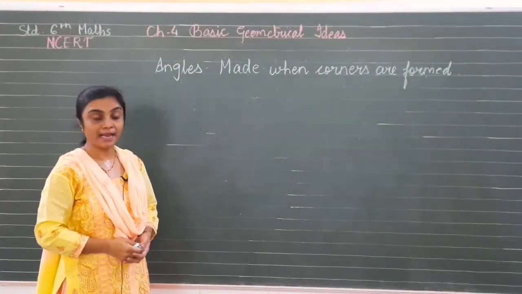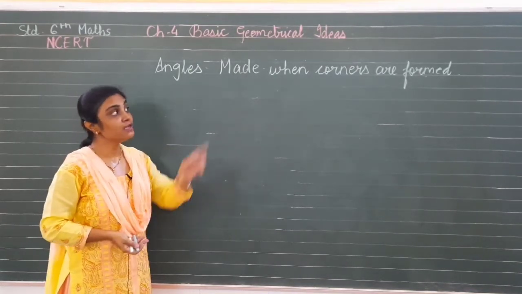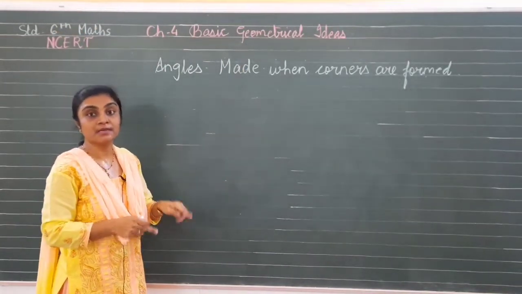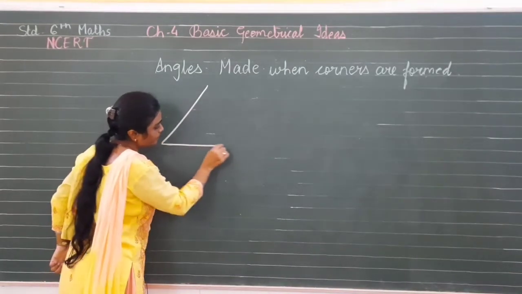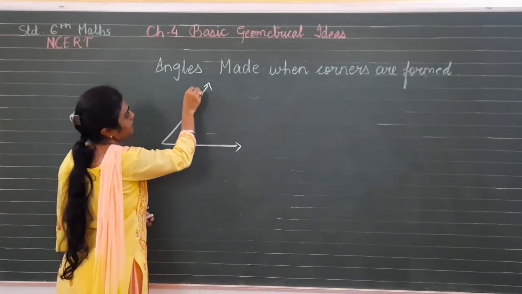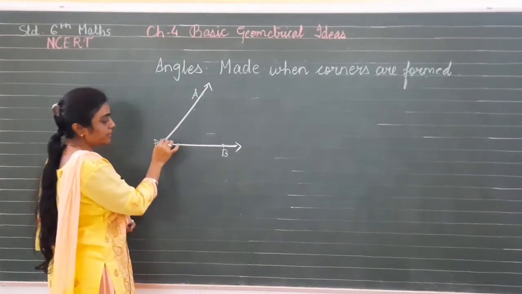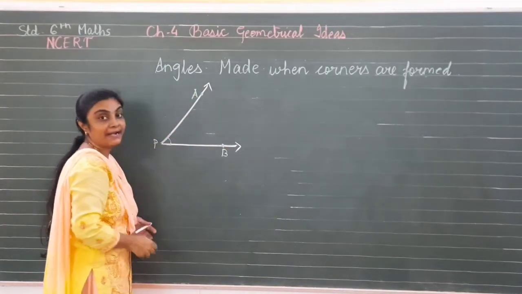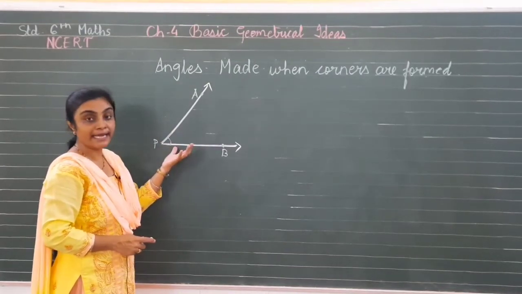Now let us see angles. What are angles? Angles are formed when corners are formed. Suppose you have the blackboard, that corner, this corner, this corner, where the corners form an angle. So let us draw one figure. I am naming it as A, P and B. Now here you can see the corner. This is one ray and this is the second ray. So the two rays, where they meet at a common point, will become an angle.